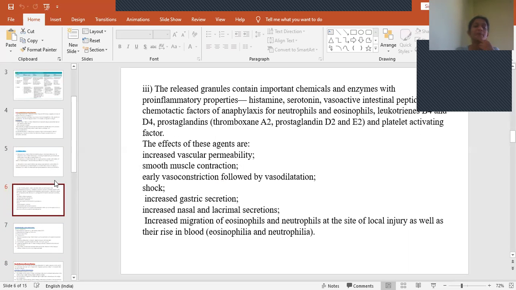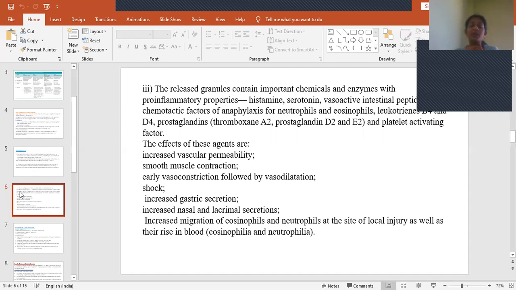So what will happen because of this damage of the membrane? Whatever the contents are there will come out, that means there will be release of granules due to degranulation, because of this influx of water and sodium. So the next step is degranulation. When it undergoes degranulation, it will release some contents.